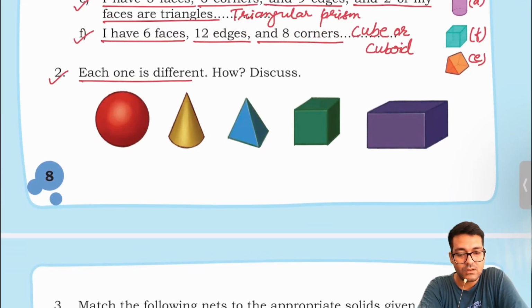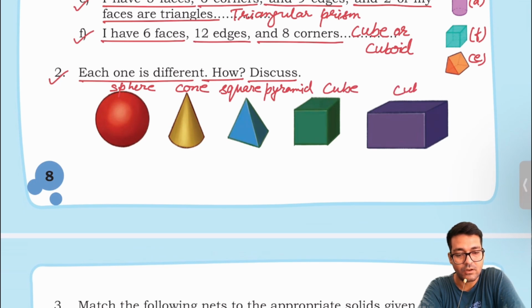Two. Each one is different. How? Discuss. First one is a sphere. Second one is a cone. Third is a square pyramid. Fourth one is a cube. And fifth one is a cuboid.